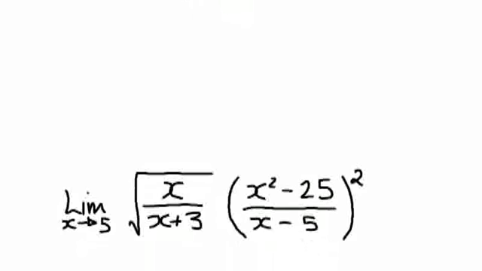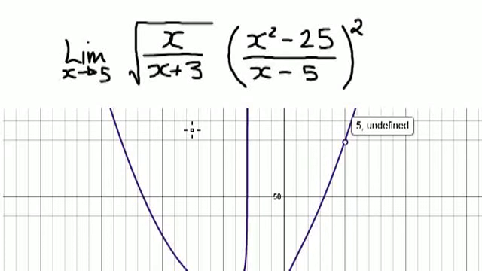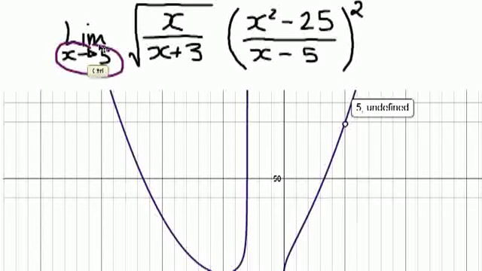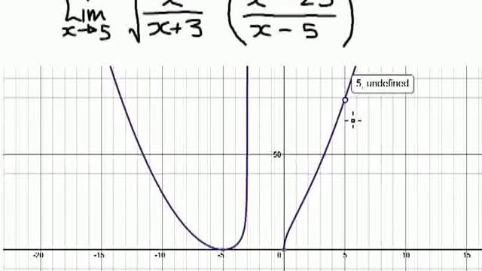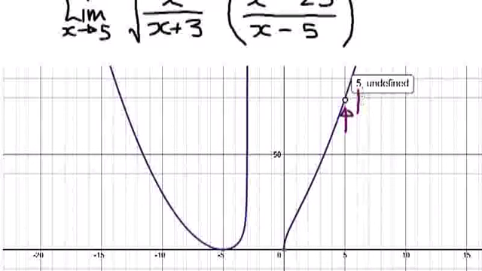Okay, let's give you guys some more practice. So here, find the limit of this. When you look at the graph of this function, it will look like this. So you're trying to find the limit as x approaches positive 5. Well, if you look at this graph, at x equals 5, it's clearly undefined.